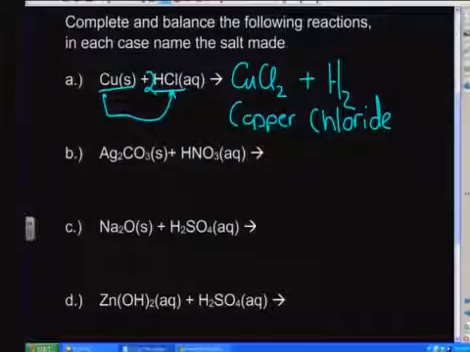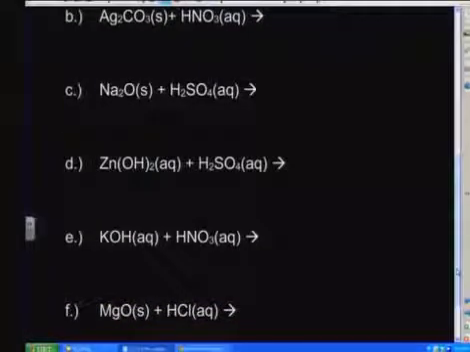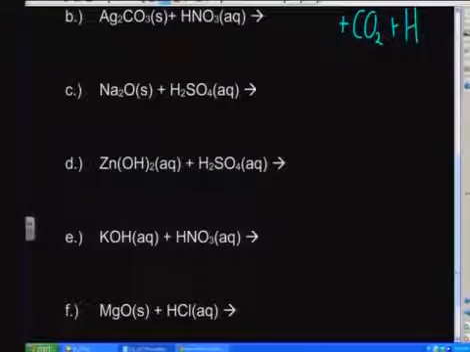Okay? Next one. Ooh, difficult one, second up. Silver carbonate plus nitric acid. It's a carbonate, so I'm going to get carbon dioxide and water. So CO2 plus H2O. Now I've got to work out the salt.